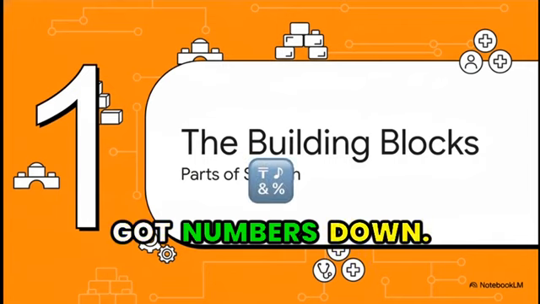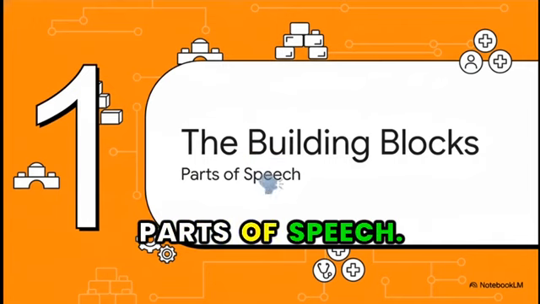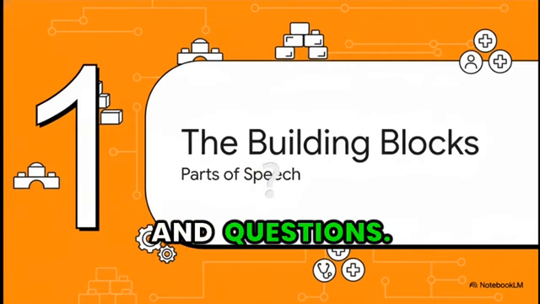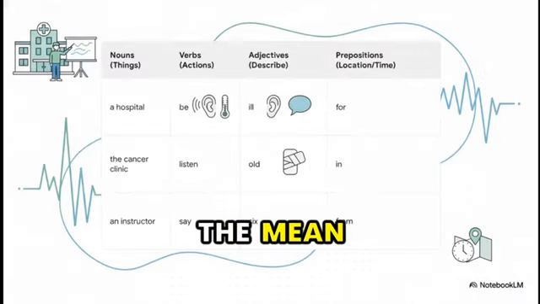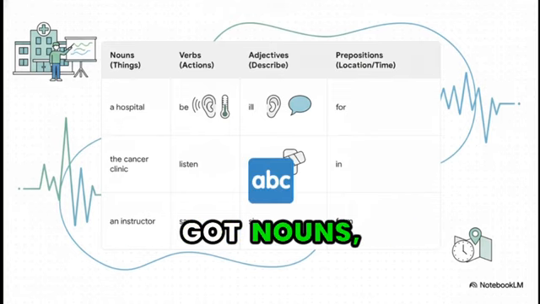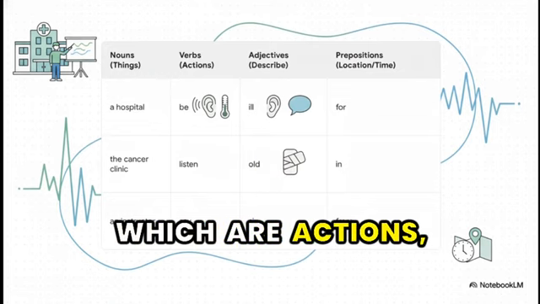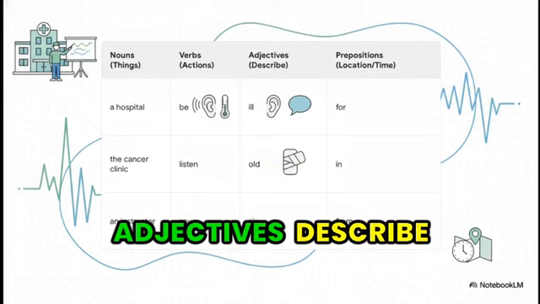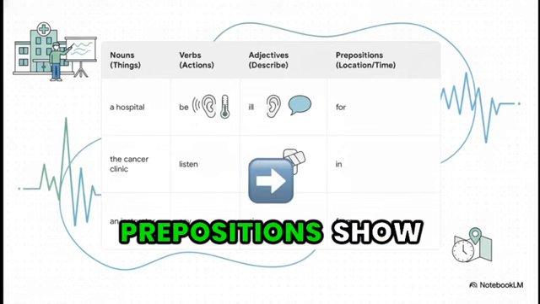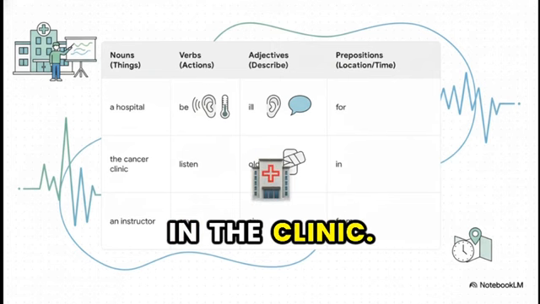Okay, so we've got numbers down. Now let's move on to the actual building blocks of any sentence, the different parts of speech. Understanding these is going to help you put together really clear instructions and questions. Here are the main parts of speech, with some examples you'll definitely recognize. So you've got nouns, those are things, like a hospital. Then you have verbs, which are actions, like listen. Adjectives describe the nouns, for instance, an ill patient. And finally, prepositions show us location or time, like a patient being in the clinic.